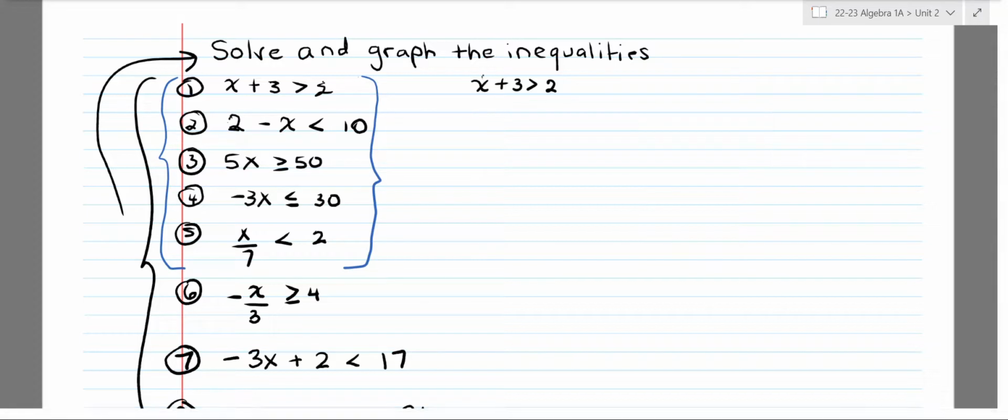All right, so when you look at this one, since we want x, we want to get rid of plus 3. There you go. Subtracting by 3 on both sides, we get x is greater than negative 1. Sound good? All right, this one.